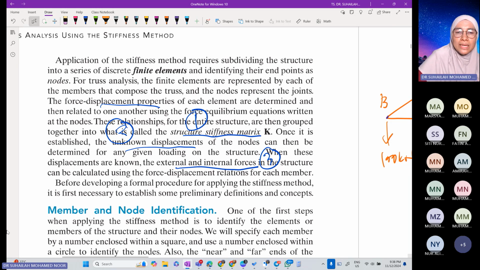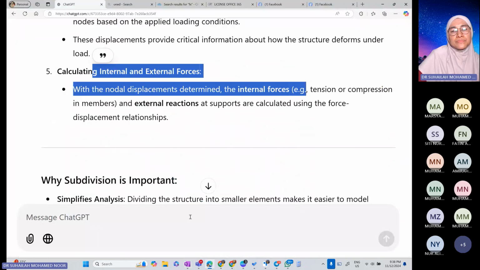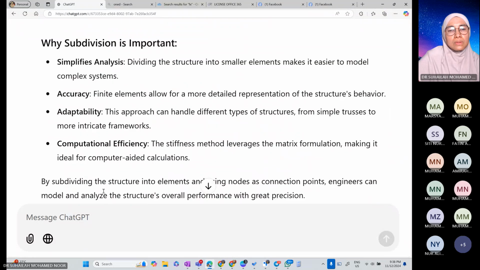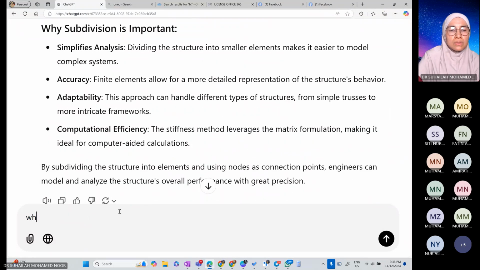Okay, so in this there are many new terms. We asked it what is force displacement properties. Okay, refer to the same image. Explain force displacement properties.